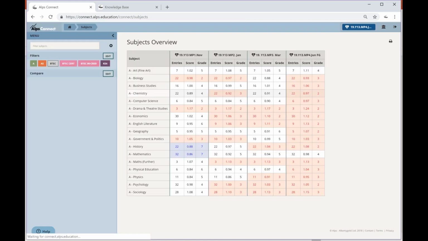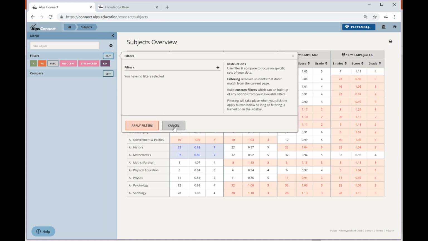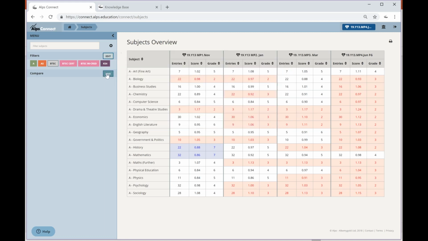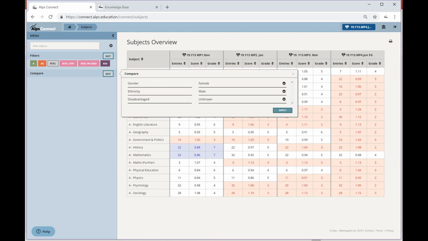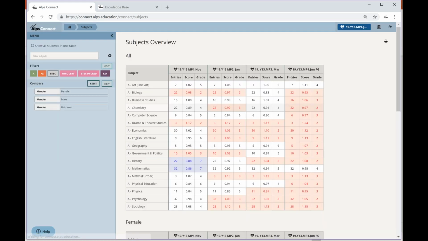Nifty little tool. Just let me show you one little thing here before we move into monitoring accuracy. Let me pretend now I'm a senior leader and I'm looking at this overall subject page, and I just want to see what it looks like comparing my gender, okay? Just overall, every subject.